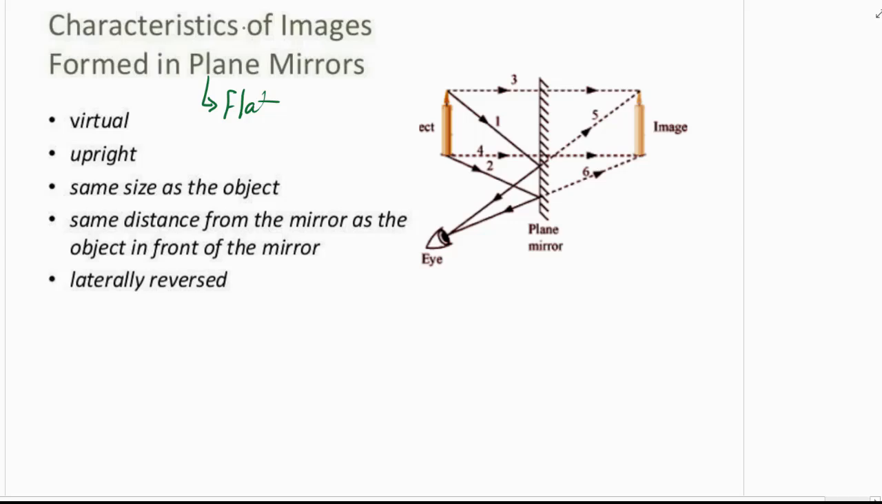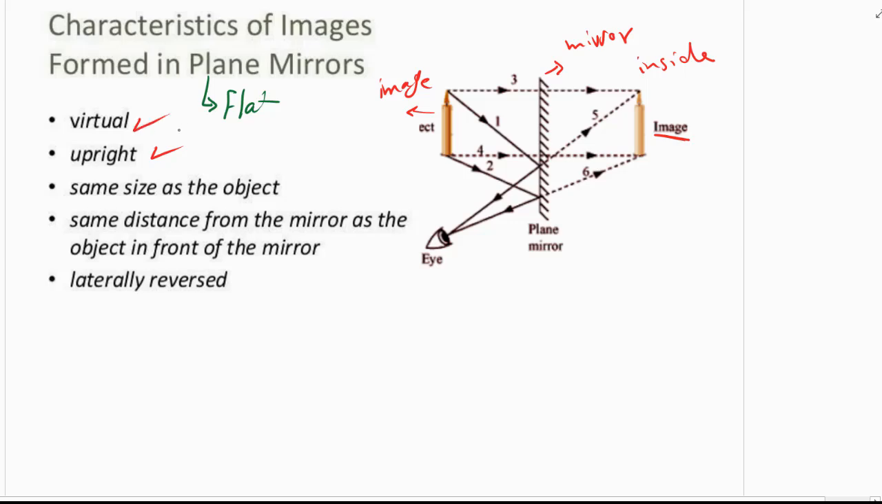As you can see here, if this is a candle, this is the image. When you put a candle in front of a mirror, it looks like the candle is now inside the mirror. So you have to just imagine this. This image looks like it's inside the mirror. This image has some properties. Okay, first, it's an upright image. So it's erect, upright, it's not inverted.